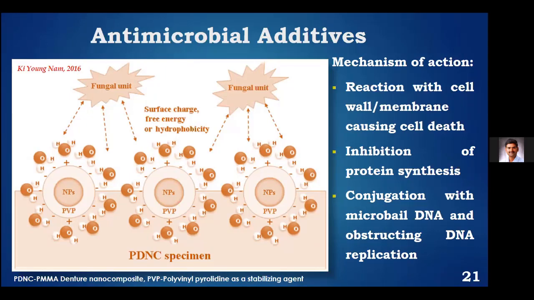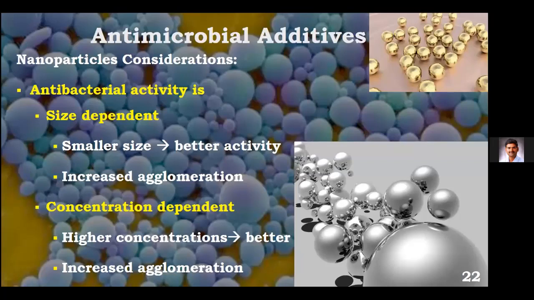So when you are considering these nanoparticles as additives to some of the dental materials in general and polymethyl methacrylate in particular, there are two things that one should consider. One is the size, shape, and morphology of the material. The other one is the concentration of the nanoparticle. As we are all aware, nanoparticles are superior because they are very small in size and their surface area is very, very high. So their antimicrobial activity increases with the reduction in the size of the material.